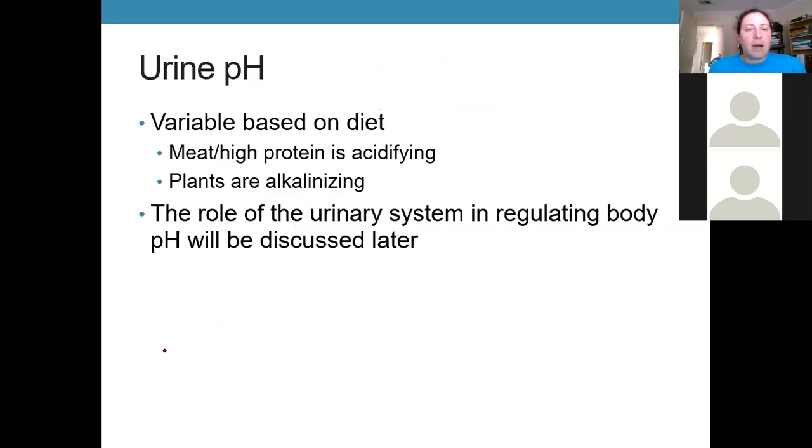Urine pH is also highly variable. So we can have acidic urine, we can have alkaline urine, we can have neutral urine. A lot of it is based on diet. Essentially, higher protein diets are going to be acidifying. Higher plant diets are going to be more alkaline urine. And we'll talk about how that works again on Monday because that's physiology.